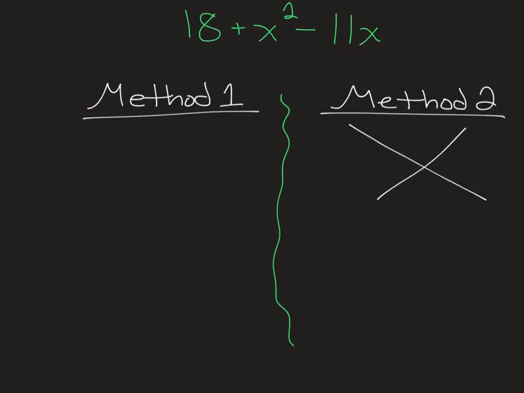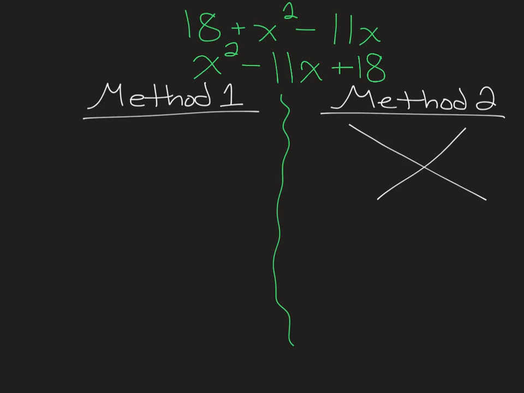Let's look at one more example together. So first things first, make sure that it is in standard form. So I've got 18 plus x squared minus 11x. Is that one in standard form? Definitely not. So we need to rewrite this so that my x squared term is first, my x term is in the middle, and my constant is last. Okay, so I have shown you method 1 the first way every single time. I'll show you method 2 for the first time in case you're somebody that prefers method 2.